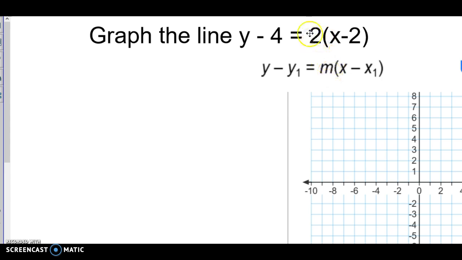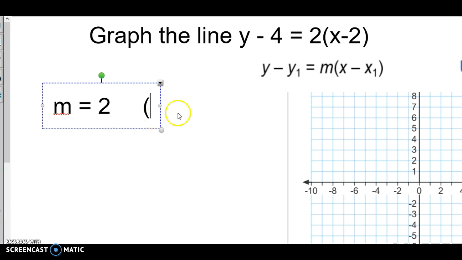Okay, so first of all, the slope is easy to get. My slope is 2, so I'm going to type that. Now I have to figure out what point I'm going through. Here's the x value: I have x minus what? x minus 2. So I'm going to type the number 2. That's the x value.